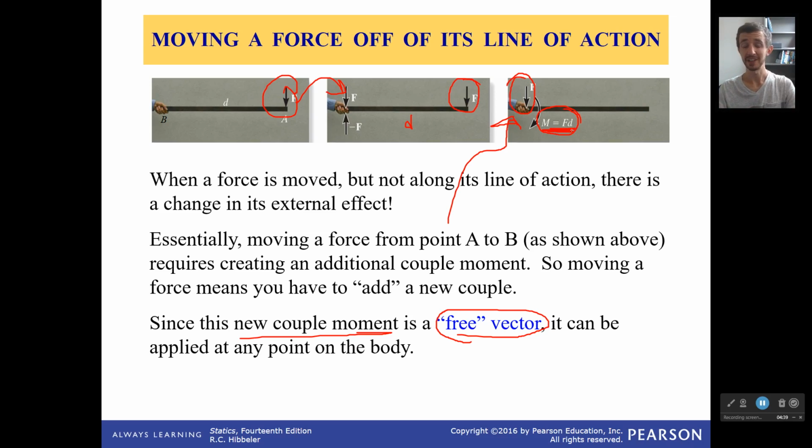So with that, we'll stop here. And next time we'll learn a little bit more difficult situations with multiple forces and multiple moments, all acting on a single body.